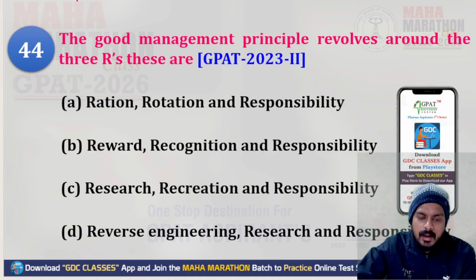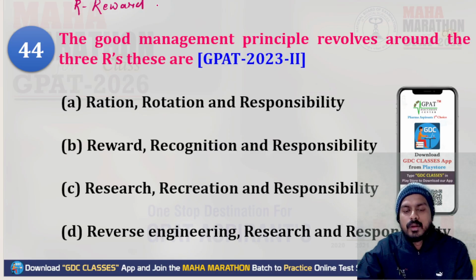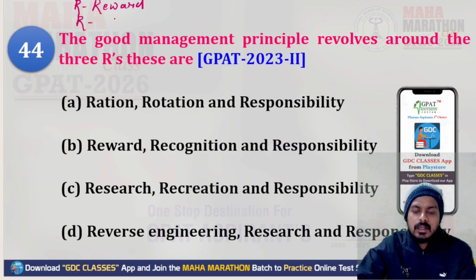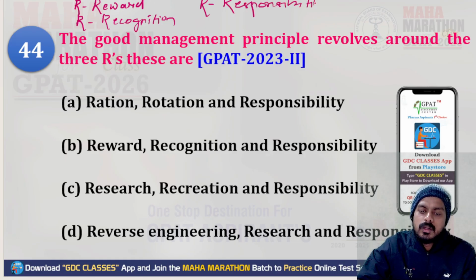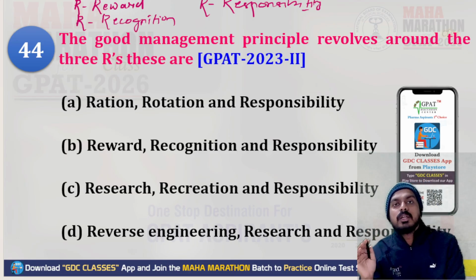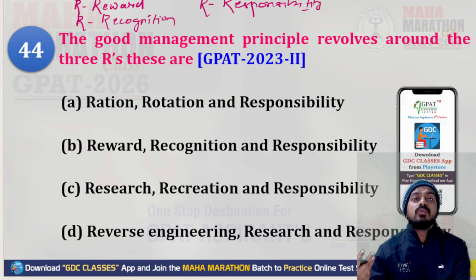First R stands for reward. If an employee is performing well, you need to reward that employee. The next R is recognition. If that employee is extraordinary, you have to recognize that. The next R stands for responsibility. You have to distribute the responsibility equally among your employees because this will not create any type of chaos within the company.